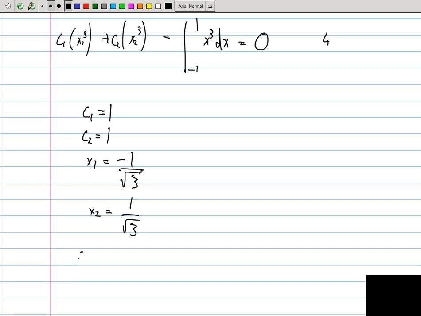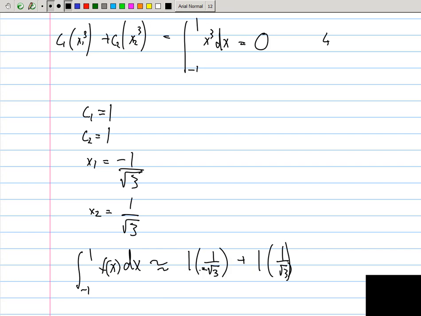What we can then approximate is, if we have our integral from minus 1 to 1 of f of x dx, we can say it is going to be approximately equal to c1, which is 1, times f of x1, which is going to be 1 over minus root 3, plus c2 times f of x2, 1 over root 3. And what's important to note, here I'm looking at the approximation of just f when n is 1, but we could increase our n as needed.